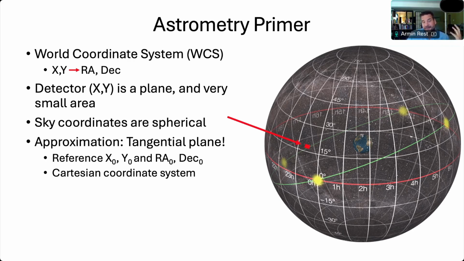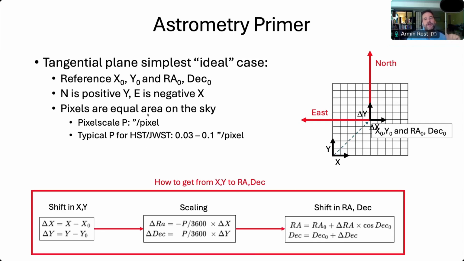So the detector is a plane, and it's a very small area, but the sky coordinates are spherical, and so you approximate that with a tangential plane. And so now let's go through very quickly how this actually works. This tangential plane is the simplest ideal case.